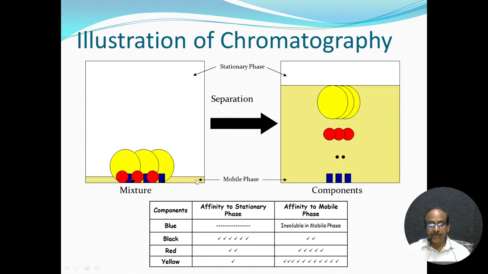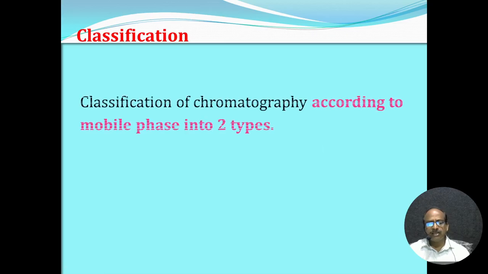After completion of the experiment, the mobile phase runs from the start to the end, along with all the four different solutes that were present in the particular sample. This is the illustration. Next, the most important topic is the classification of chromatography.